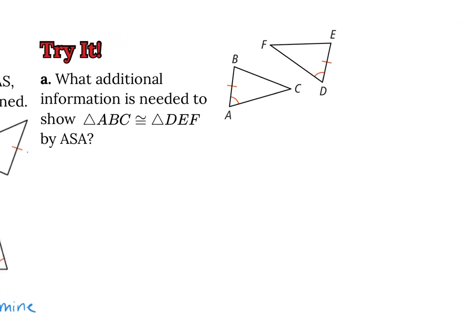Try it. What additional information is needed to show that triangle ABC is congruent to DEF by angle side angle? So we have to use angle side angle. And in order to prove this using angle side angle, I'm already given one angle and a side. I would have to be given this next angle. So I'm given an angle and a side, and I would have to be given this angle. Okay, so I would need to be given that angle B is congruent to angle E to use angle side angle.